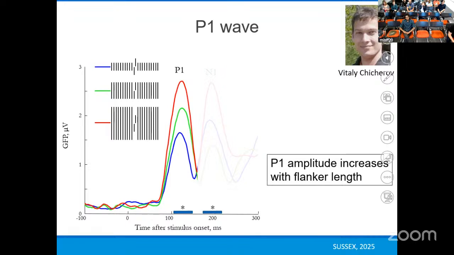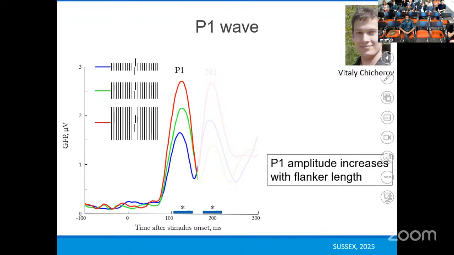The P1 component, what you can see is what you expect from this. You get the highest peak for the grating with the longest lines, just because the P1 reflects the low level properties of the stimulus. It means luminance in this case. So this is highest, this is medium.